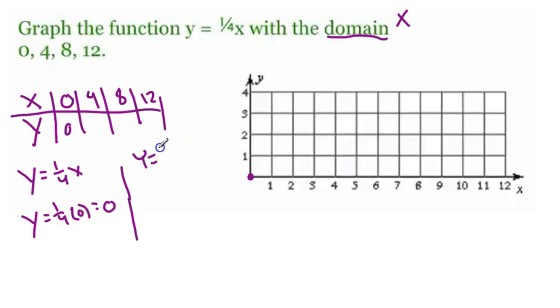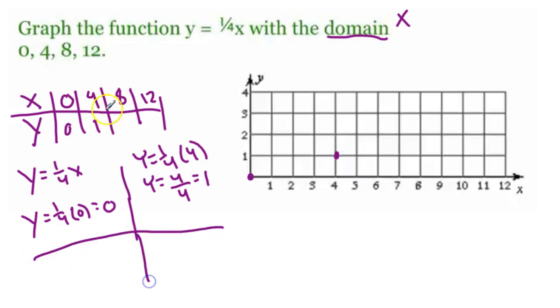So now I want to plug in 4. So y equals 1/4 times 4. When you do this to simplify, you do 1 times 4 is 4. And then this 4 is the denominator that goes on the bottom. So it's really dividing 4 by 4, which equals 1. So there you go. X is 4, y is 1. You go 4 to the right, 1 up.